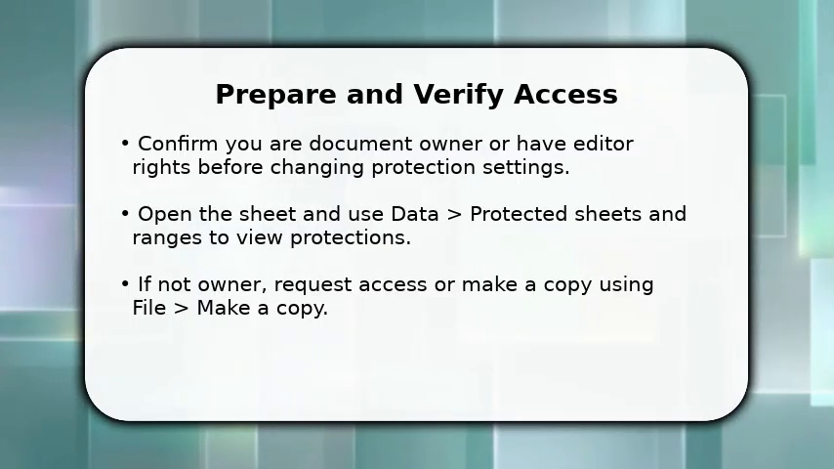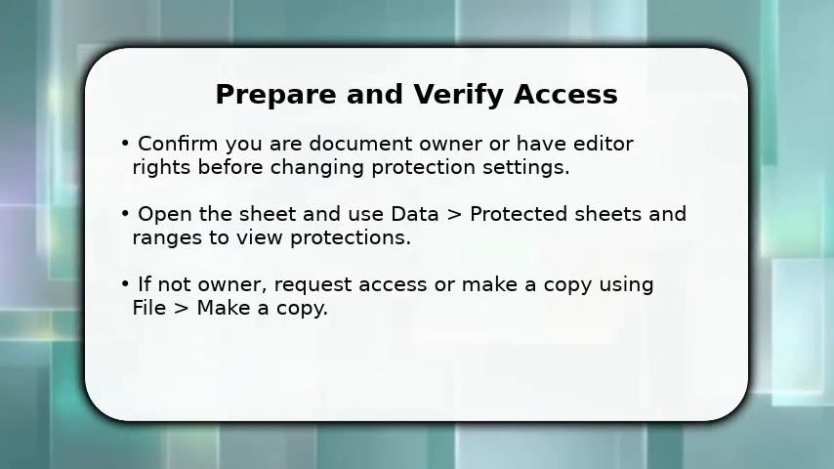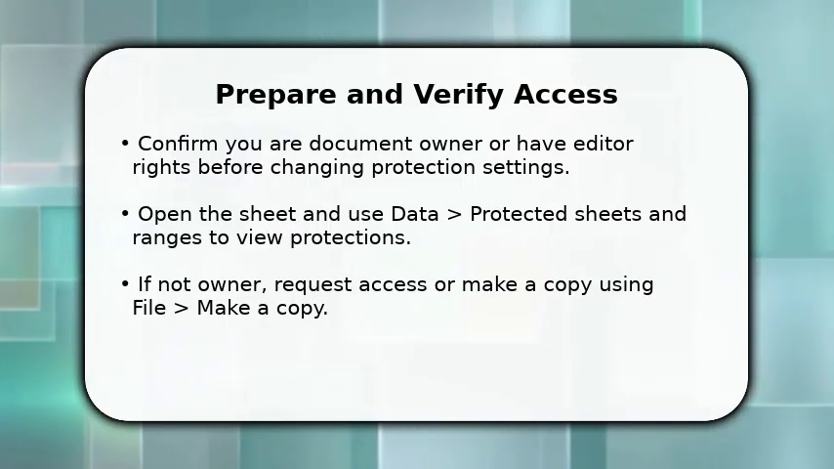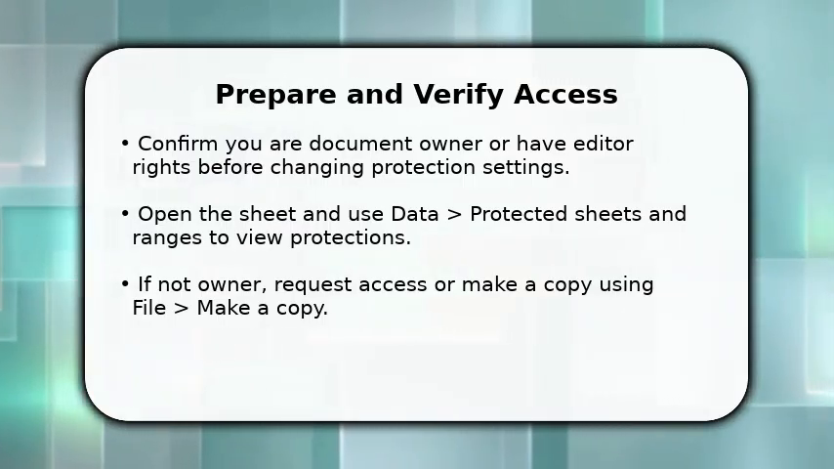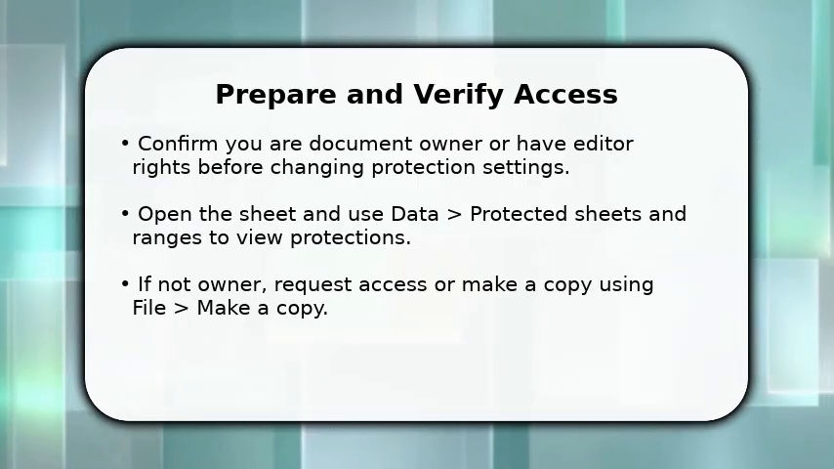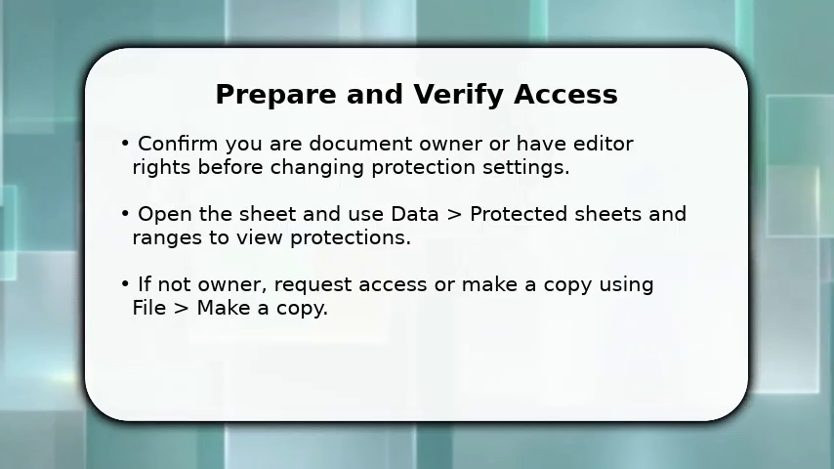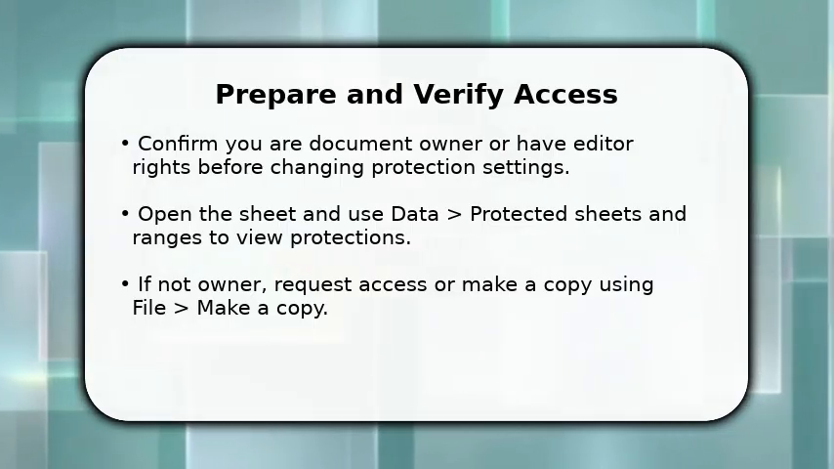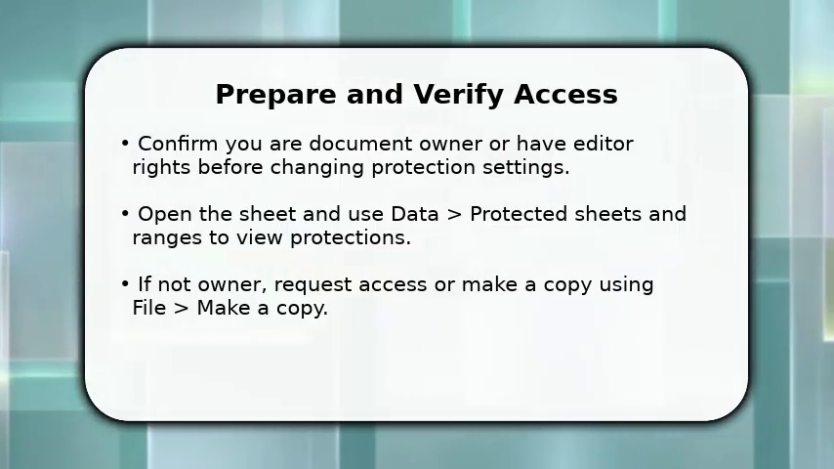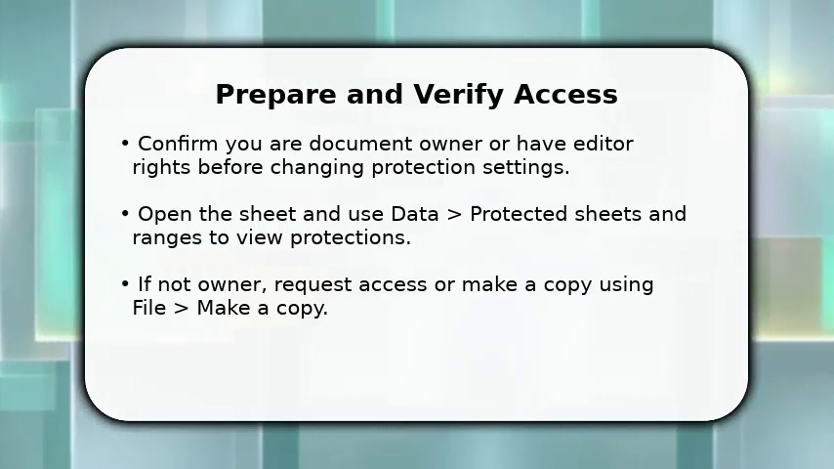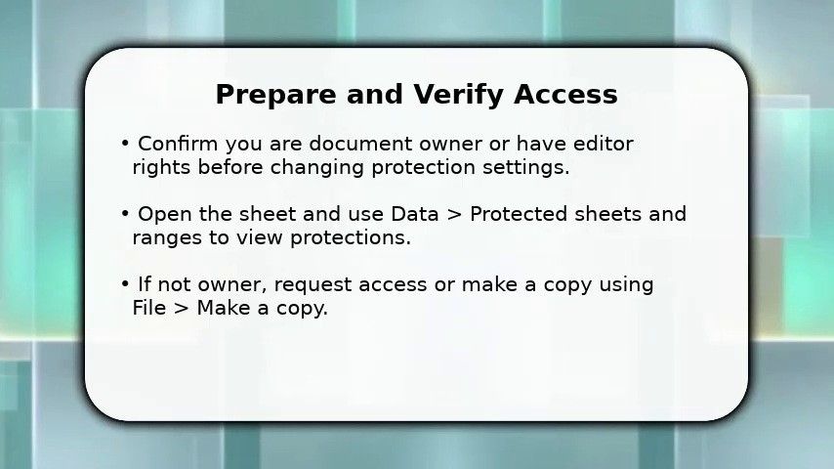Before we remove protection, confirm you have rights to change the file. Check whether you are the document owner or an editor. Open Google Sheets and select the protected file. Use the Data menu and choose Protected Sheets and Ranges to view active protections. If you are not the owner, request Edit Access now. Alternatively, make a copy using File, then make a copy to create an editable version for yourself.